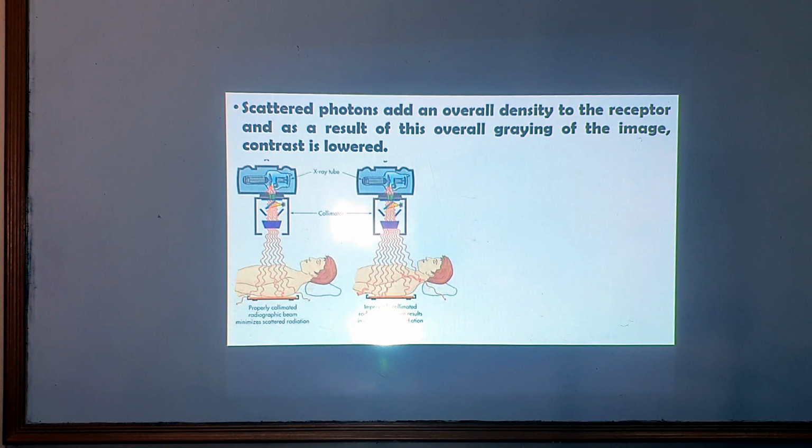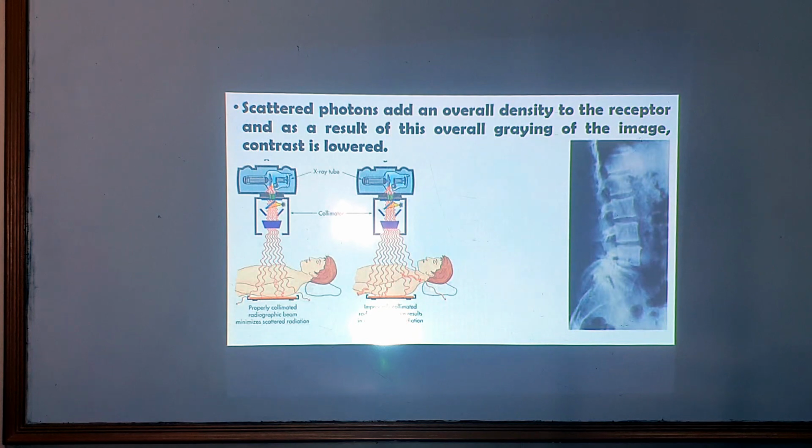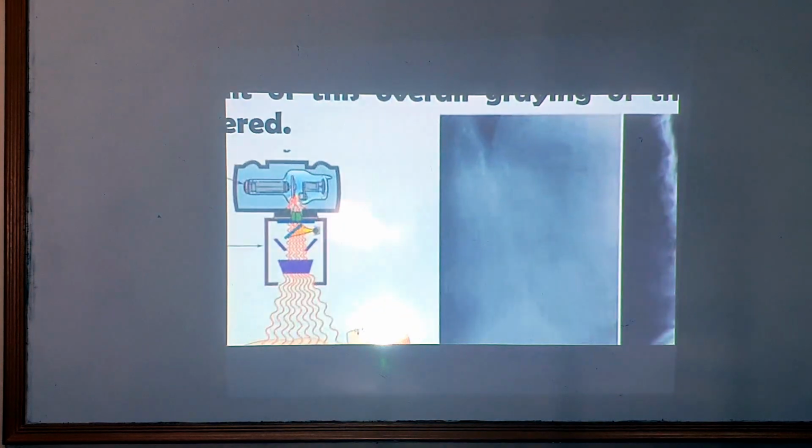Now, the scattered photons, guys, will add an overall darkening or density to the receptor. Because like what we've said, even if it changed in direction, it has still enough energy to reach the image receptor. If that will happen, it will add an overall density or darkening to the image receptor. And as a result, there will be overall graying or darkening of your image, and contrast, guys, will be lowered. Can you see the effect?